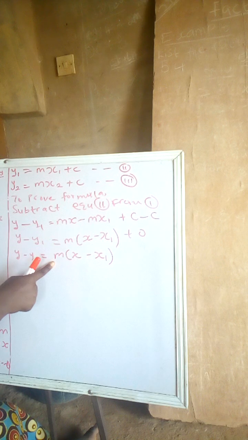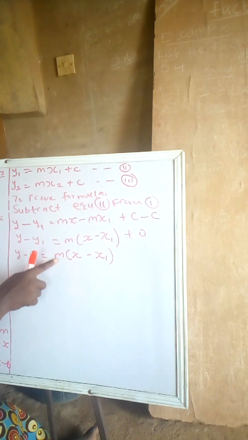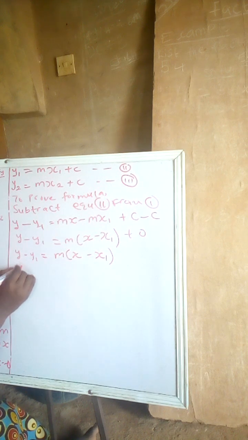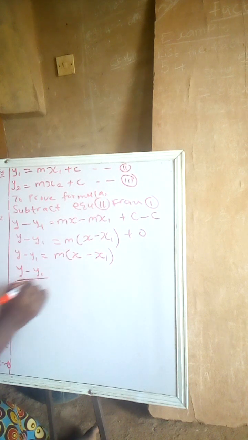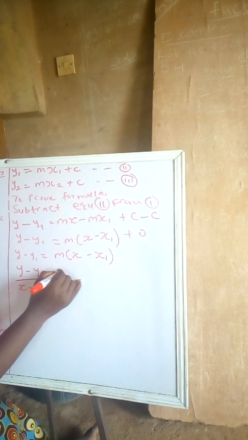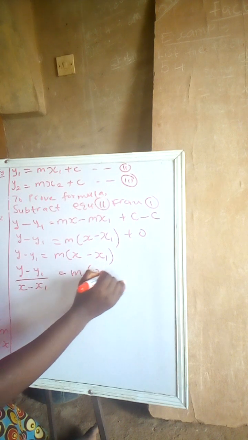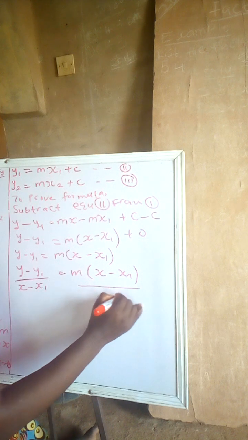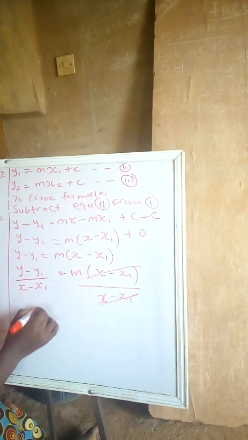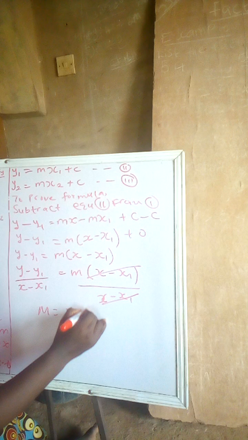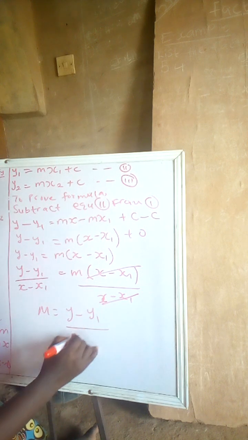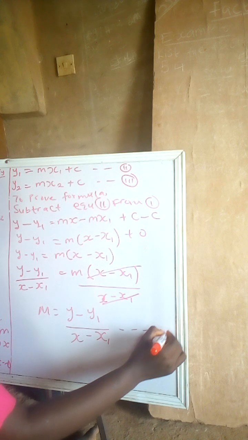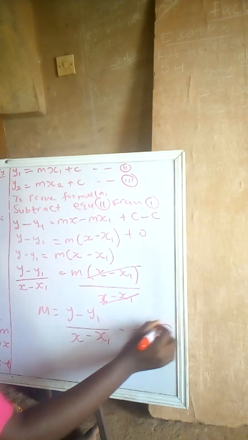To make this m the subject of the formula, we are going to divide both sides by x minus x1. So (y - y1)/(x - x1) equals m(x - x1)/(x - x1). So our m equals (y - y1)/(x - x1). Let's call this equation 3. Okay, equation 4, sorry.